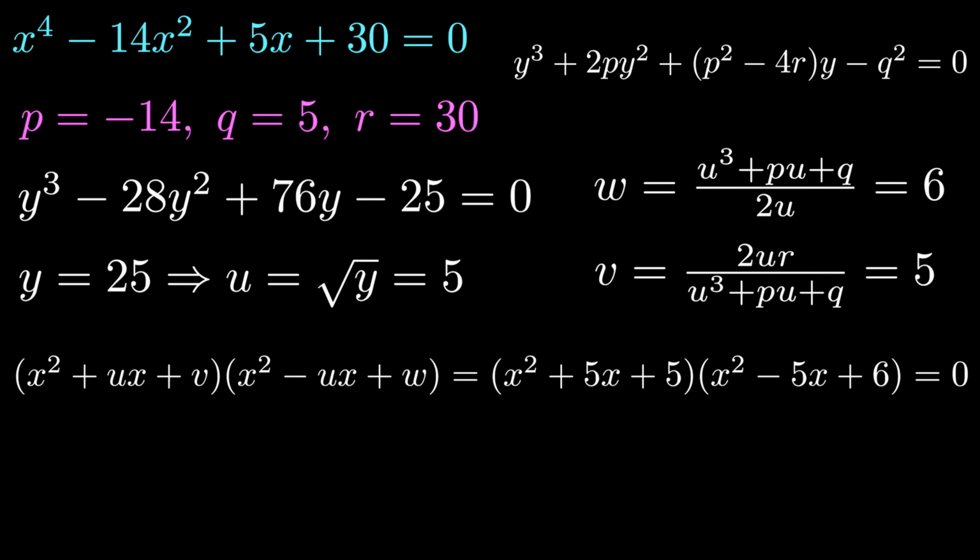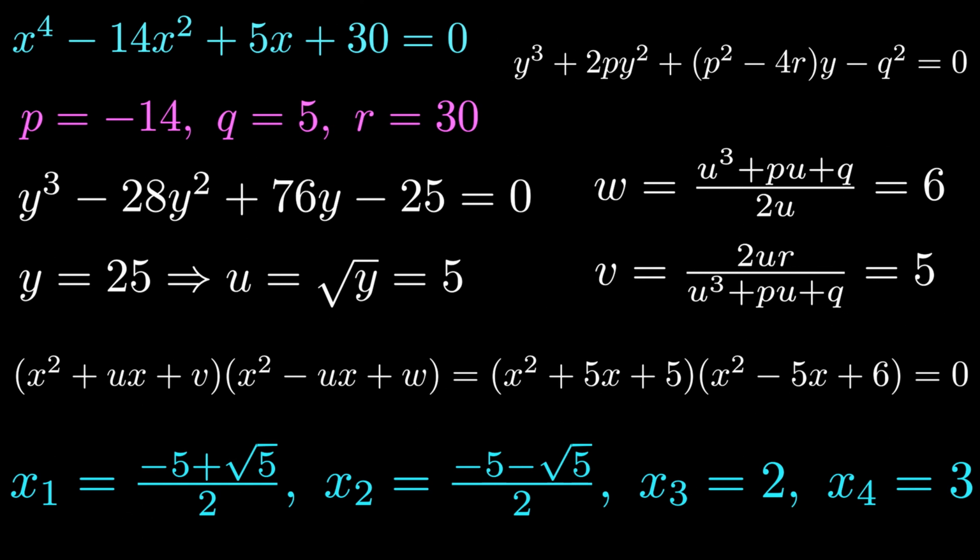And now that we know what u, v and w are, we can input these values into our two quadratic equations, (x squared plus ux plus v) times (x squared minus ux plus w), to get (x squared plus 5x plus 5) multiplied by (x squared minus 5x plus 6) equals 0. And we can easily solve these using the quadratic equation. In doing so, we get the following 4 roots. And these are the 4 roots of our original quartic equation. And that's the final answer to our problem.